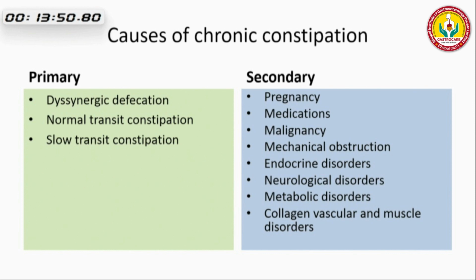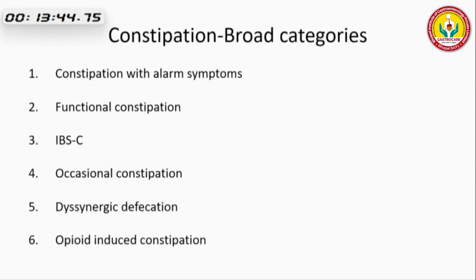Now, we would be mainly focusing on the primary causes and not discussing the secondary causes that much. Constipation can broadly be classified into 6 different categories, and this is how we evaluate and treat constipation. First is constipation with alarm symptoms, functional constipation, IBSC, occasional constipation, dyssynergic defecation, and opioid-induced constipation.